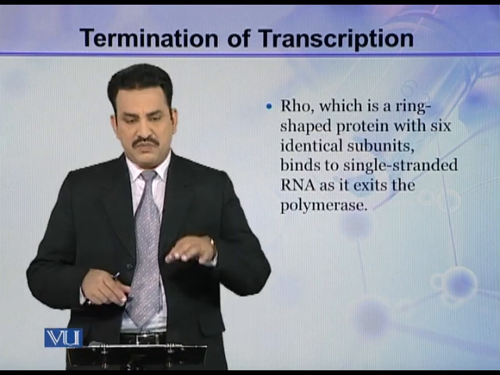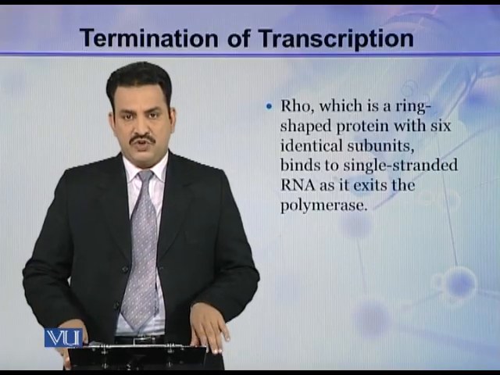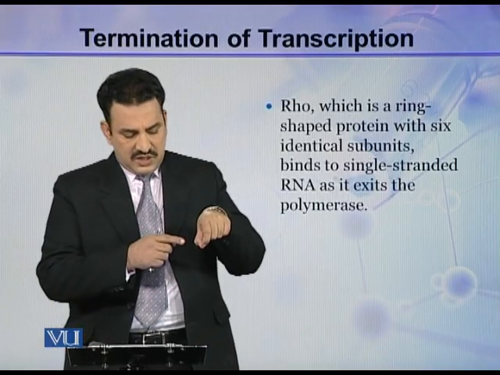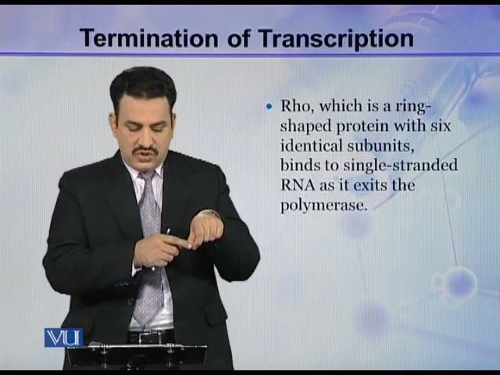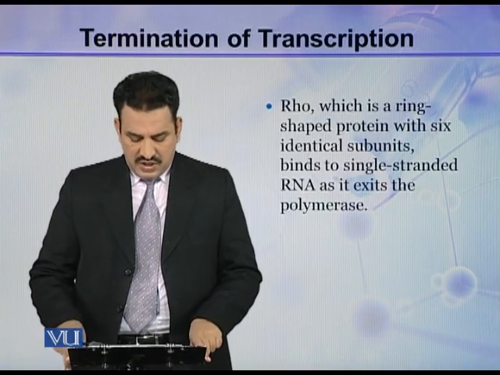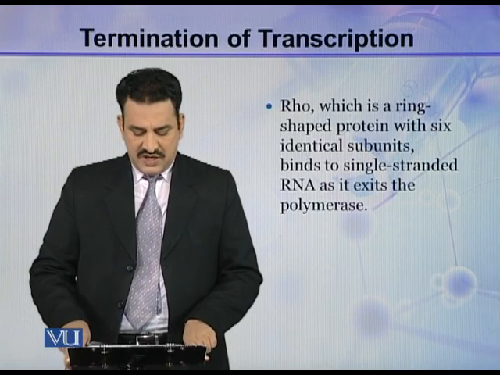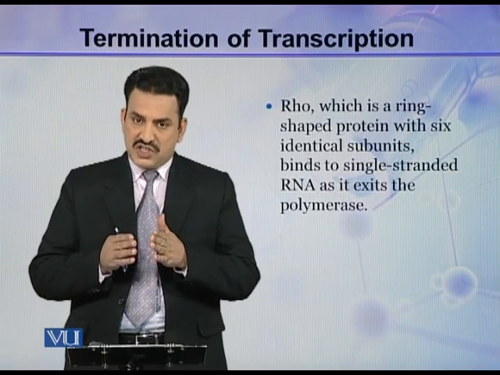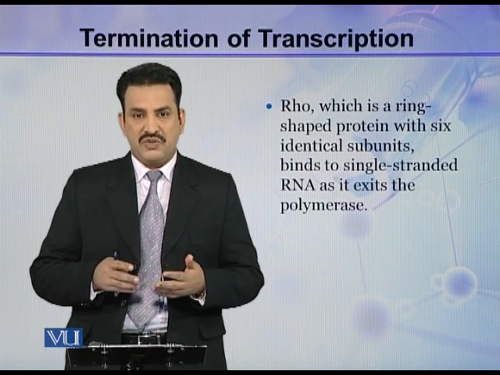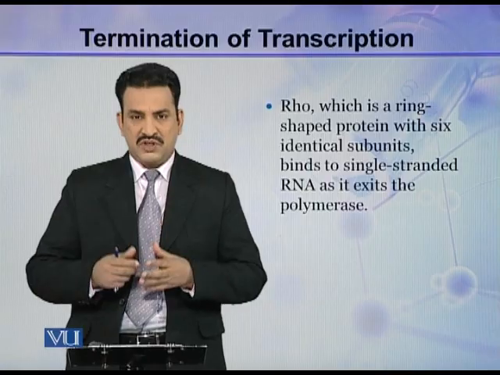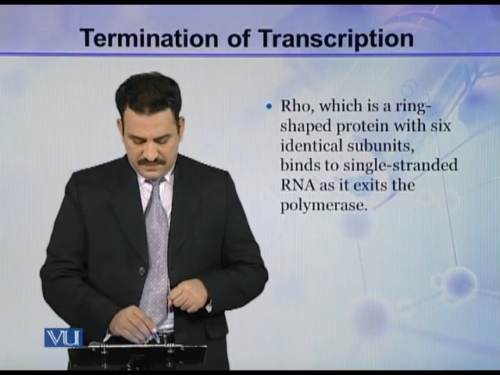RHO is a ring-shaped protein like this with 6 identical subunits. So this protein is like this, and there are 6 subunits: 1, 2, 3, 4, 5, 6. So they form a ring-like structure, and it binds to the single-stranded RNA, to that RNA which is exiting the polymerase. So the RNA after synthesis exits the polymerase and the transcription complex, and this RHO binds to that RNA.